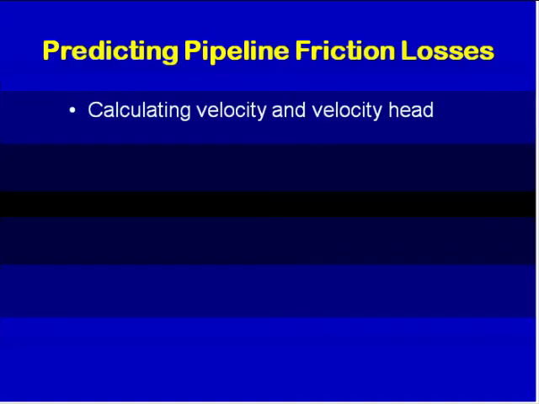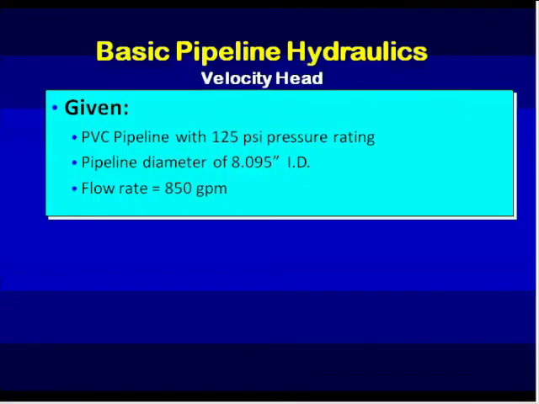So first thing, let's look at predicting pipeline friction losses, and we do that by starting off with calculating the velocity and velocity head in the pipeline. So if we go to our example of 125 psi pipeline that we're going to be using in this system, in this example, our diameter is going to be the 8-inch inside diameter. 8.095 would be a standard number to use. We have a flow rate here of 850 gallons per minute.